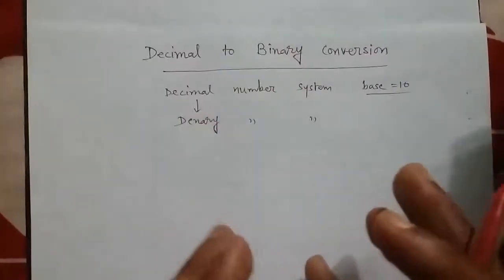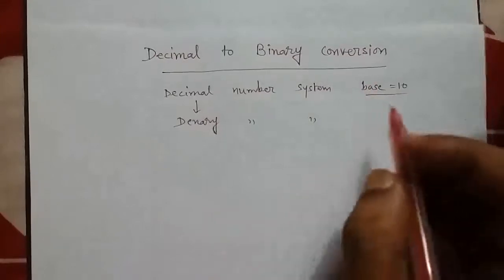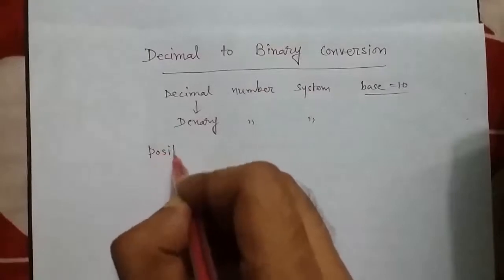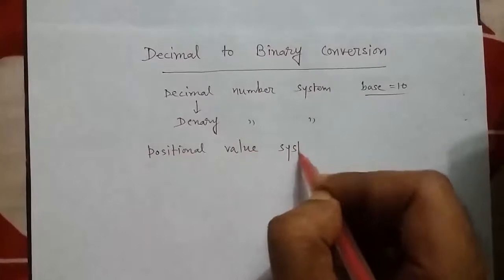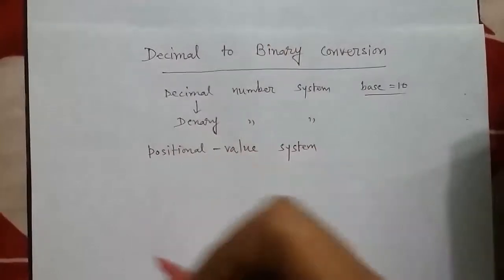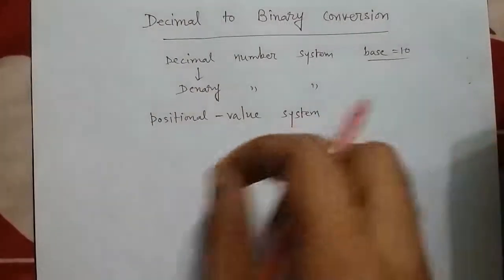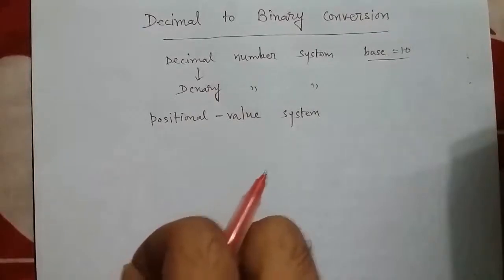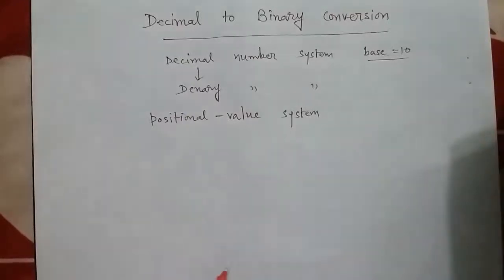And the decimal number system or denary number system is a positional value system. Why is it a positional value system? Because the place value of a digit in the decimal number system always depends on its position. Okay, that's why it is a positional value system.